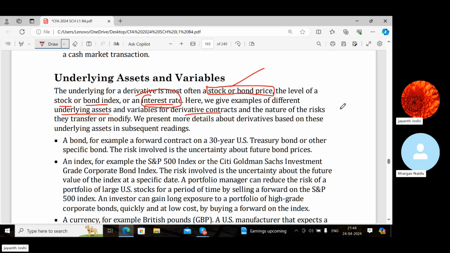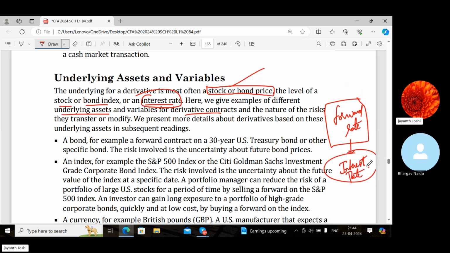That means if I tell you about forward rate, what is happening in forward rate, Bhargav? In forward rate, you are fixing the interest rate. It is not only the underlying, derivative contracts are also made for variables. This is not fixed. This is variable. Now, we present more details about derivatives based on those underlying assets in subsequent readings.